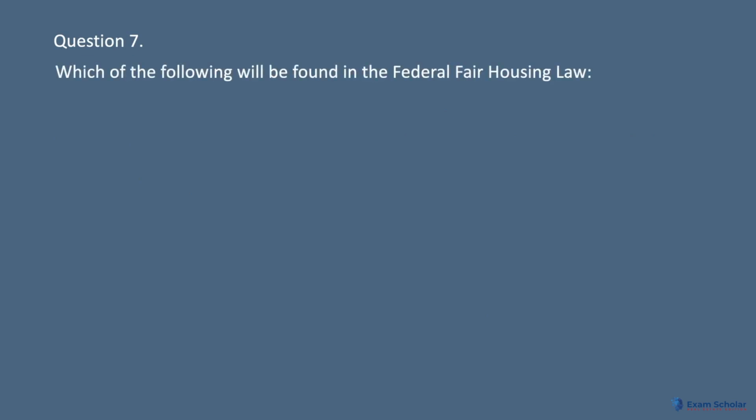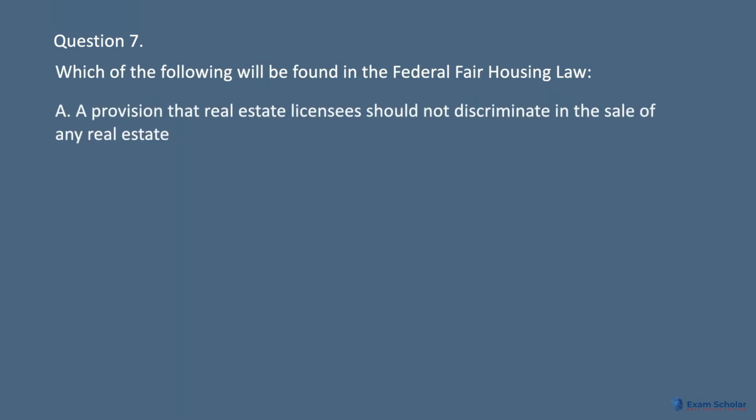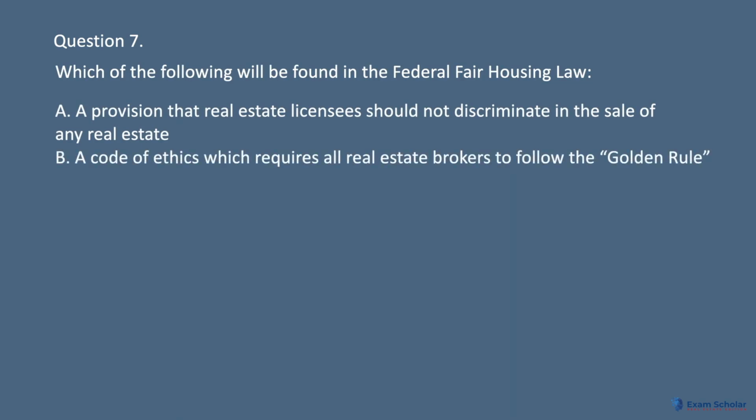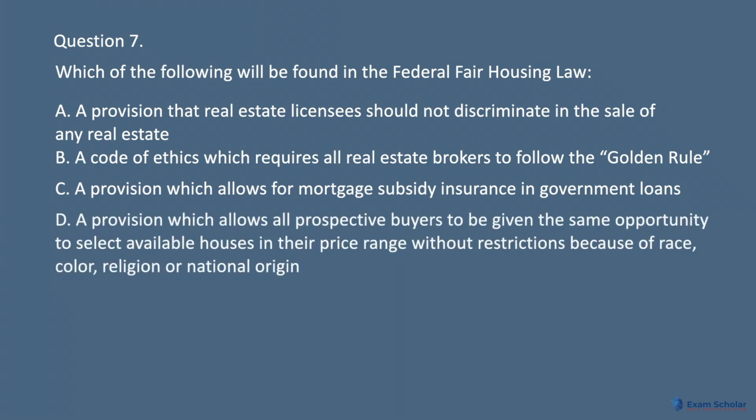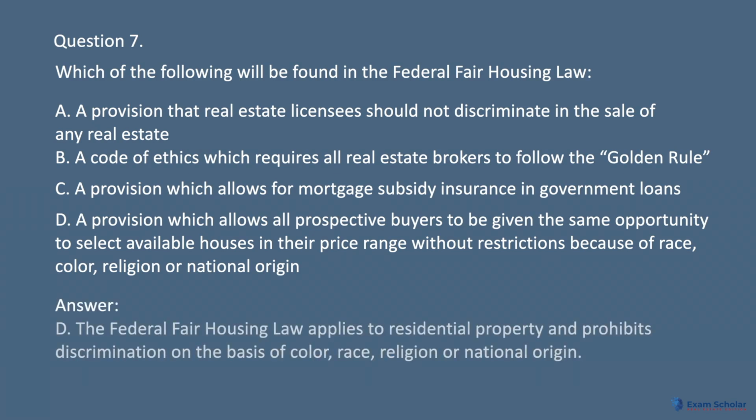Question 7. Which of the following will be found in the Federal Fair Housing Law? A. A provision that real estate licensees should not discriminate in the sale of any real estate. B. A code of ethics which requires all real estate brokers to follow the Golden Rule. C. A provision which allows for mortgage subsidy insurance in government loans. D. A provision which allows all prospective buyers to be given the same opportunity to select available houses in their price range without restrictions because of race, color, religion, or national origin. Answer: D. The Federal Fair Housing Law applies to residential property and prohibits discrimination on the basis of color, race, religion, or national origin.